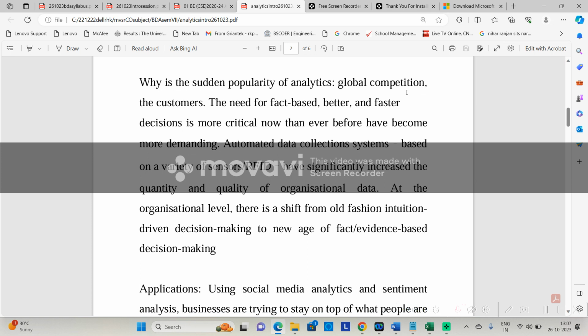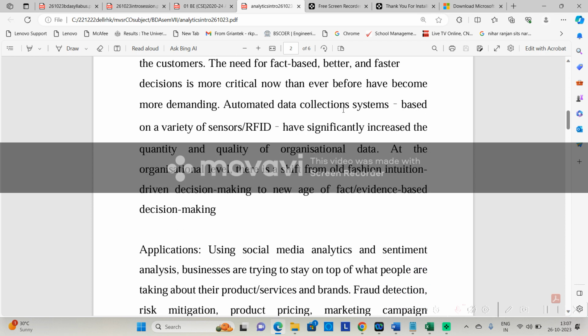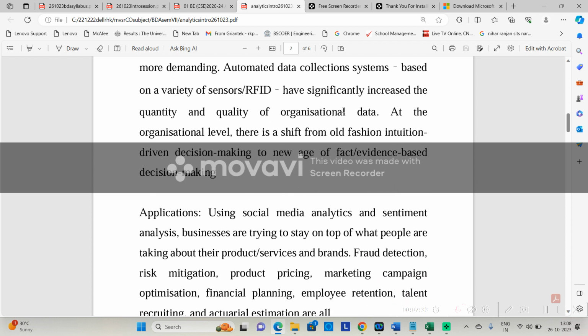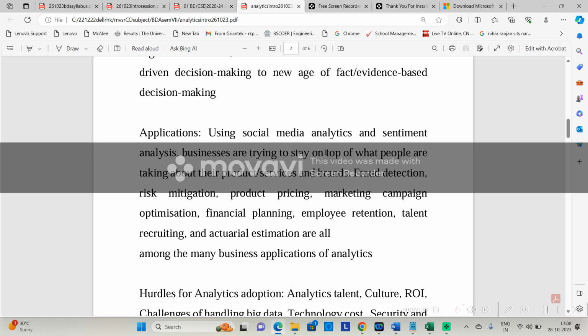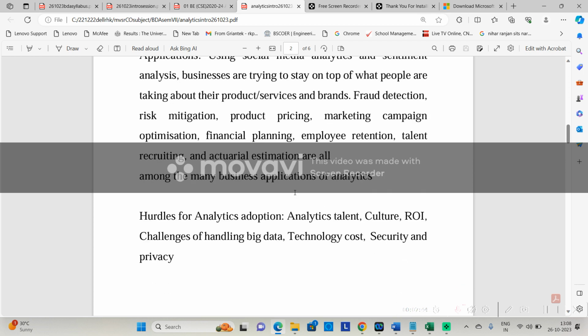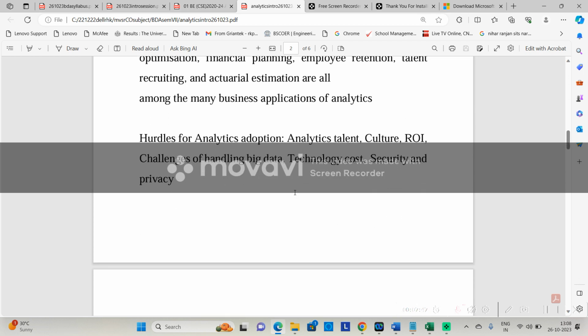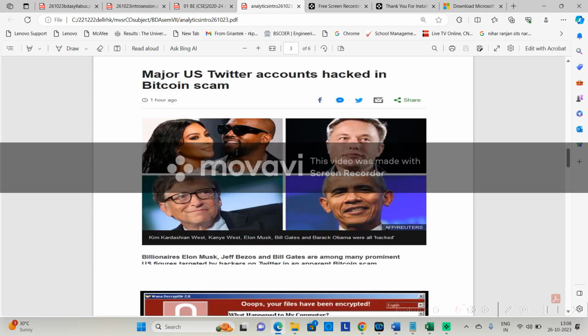Why this sudden popularity of analytics? Customers, global competition, paradigm shift in data gathering and decision making. Previously it was intuition based, leadership based, now it is fact based. This is happening at the organization level because they are collecting a lot of evidence, a lot of hard facts for better decision making. What are the applications? Sentiment analysis, fraud detection, product pricing, employee retention, there can be many. What are the hurdles? The hurdles can be culture, challenges of handling big data, cost, security and privacy.